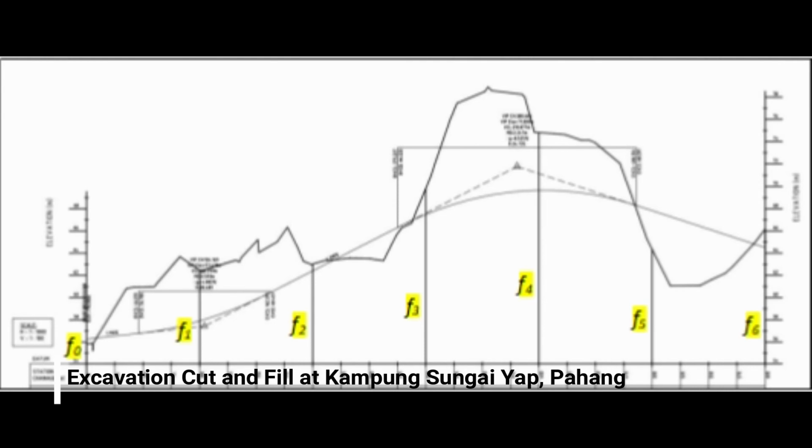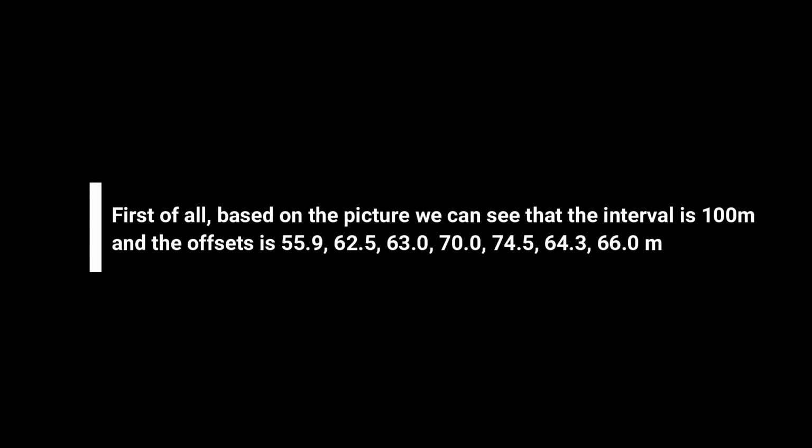For calculation, we are going to calculate the plan longitudinal profile from drainage 0 meter to 600 meter at Kampung Sungai Yap, Pahang. First of all, based on the picture, we can see that the interval is 100 meter and the offsets are 55.9, 62.5, 63, 70, 74.5, 64.3 and 66.